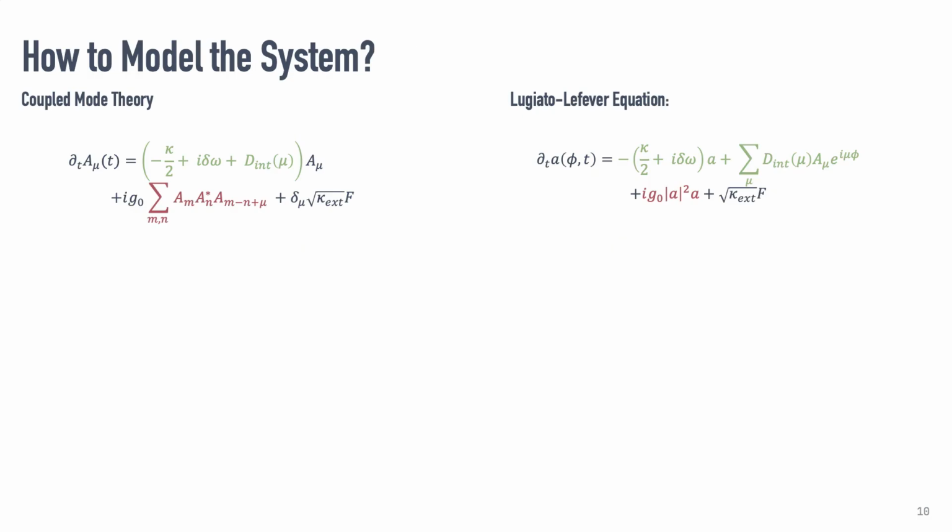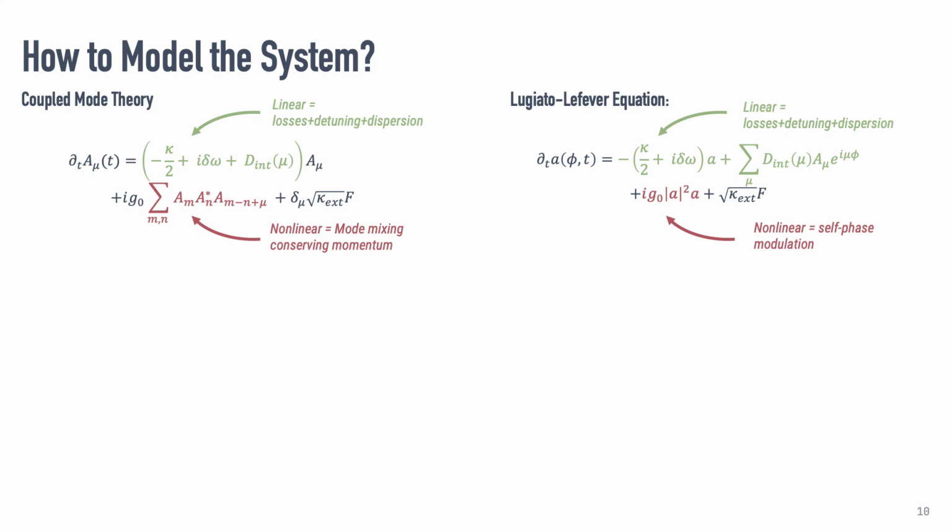So how to model the design? And this thing you can basically trust what I'm showing because I didn't come up with it. It's Curtis Menyuk, whom you can trust much more than me. On one hand, to model the system, it's very well known. You can either do coupled mode theory, or on the other hand, do the Lugiato-Lefever equation. They are totally equivalent, as one is in the mode domain and the other in the time domain. On the linear part, they're the same: loss, detuning, dispersion, same. On the nonlinear part, they are not. On one hand, you have mode mixing, conserving the momentum. On the other side, you have self-phase modulation.